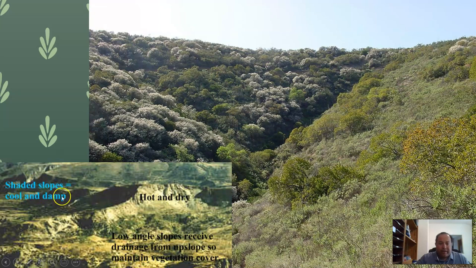We get our shaded slopes. So this is probably north facing on this side, north or east facing, because it's cool and damp, whereas this is going to be south facing and it's going to be hot and dry. So if you're looking for a good example of this, drive on the Grapevine, I-5, it doesn't matter which way you're coming from, either from LA up here or from here down to LA. If you just understand your directions, your north, south, east, and west, and you start looking at all the different slopes and the directions they're facing, you'll see that the vegetation grows differently depending on which way the slope is facing.